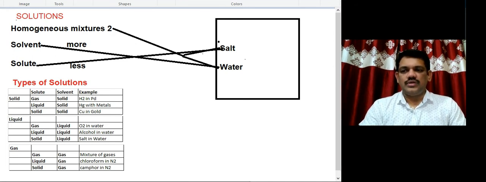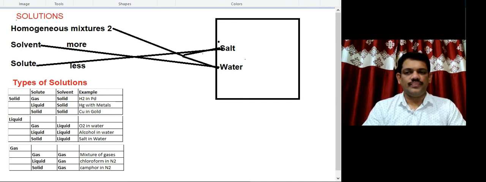Friends, these are the three different types of solutions available. And we also saw what a solution is: a homogeneous mixture of two components. The solvent is the one having more quantity in a solution, and the one having less quantity is called the solute.